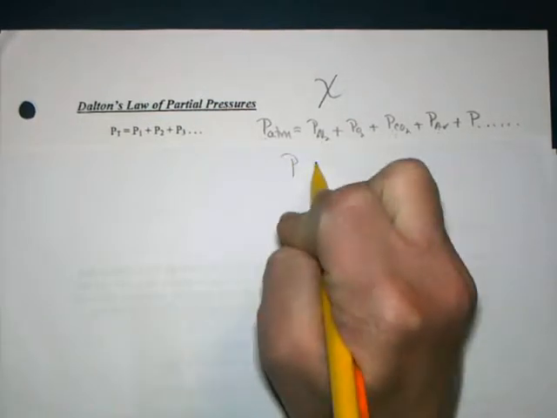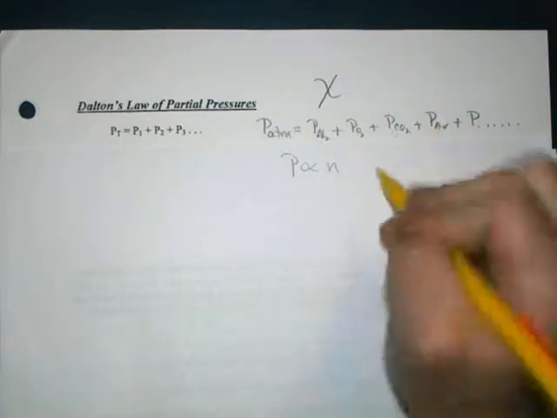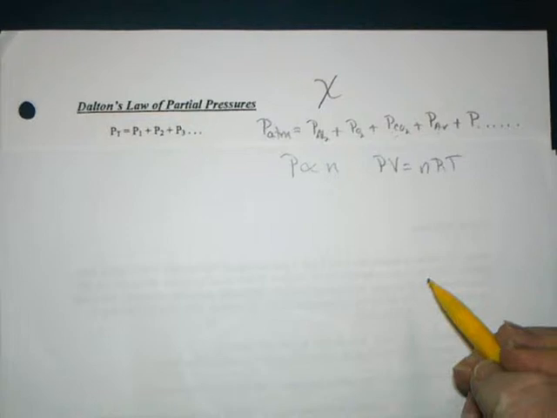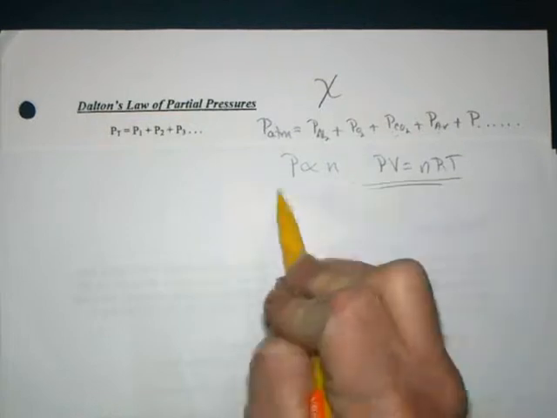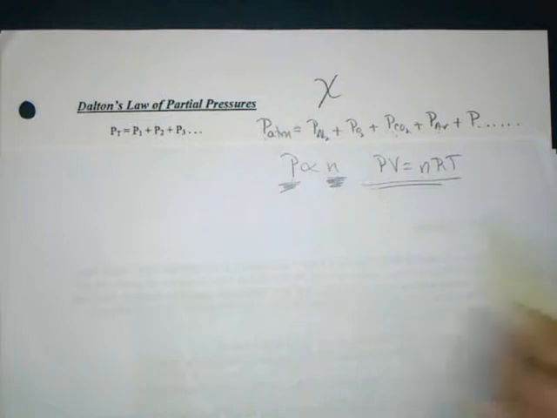The pressure is directly proportional to the moles of gas. And we know that based upon the relationship of P equals nRT. The pressure of a gas is directly proportional to the moles within the gas.